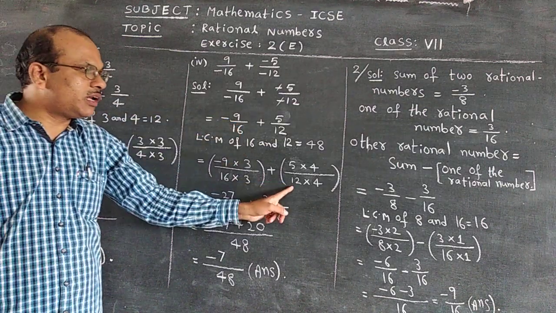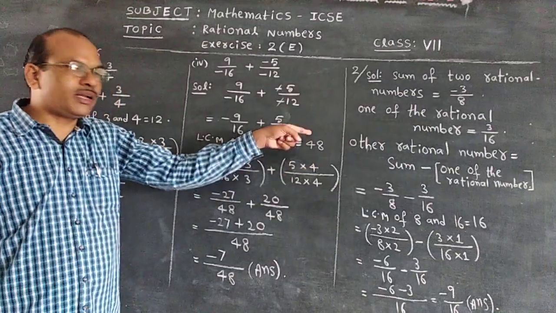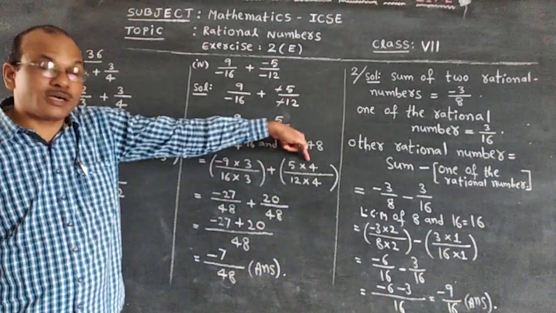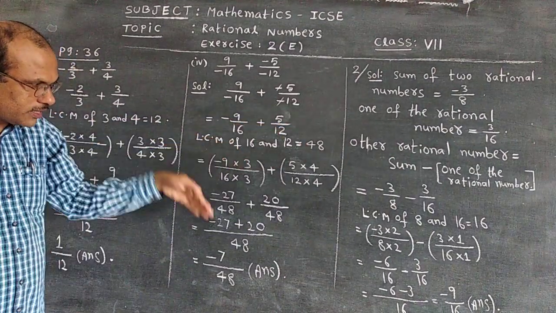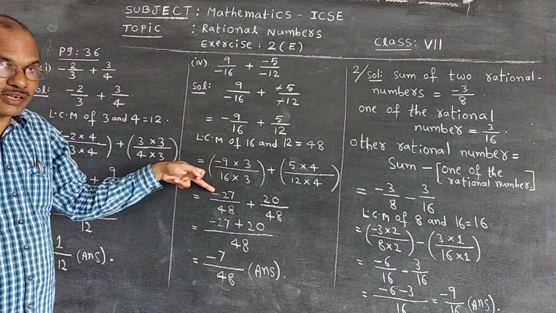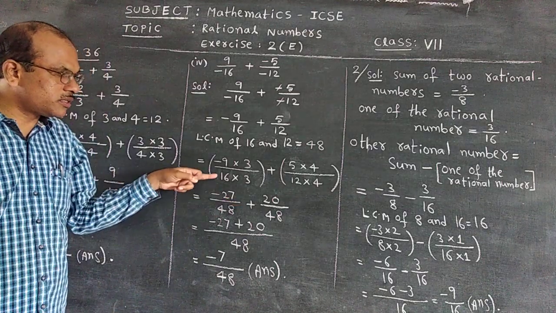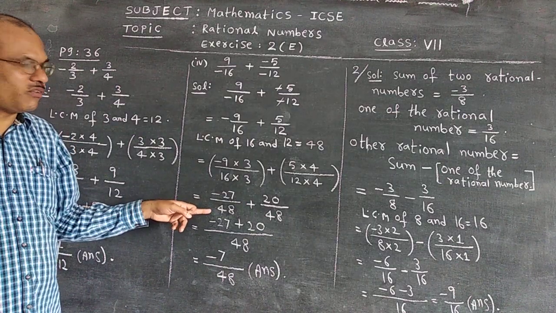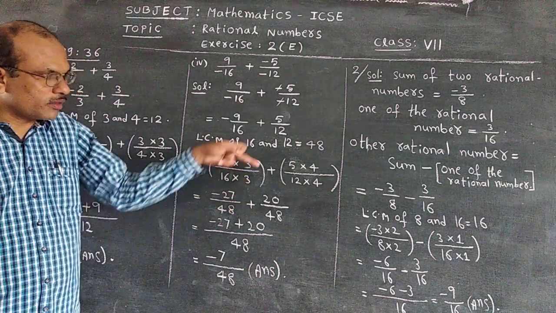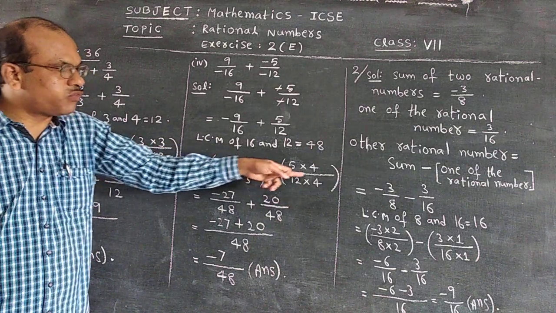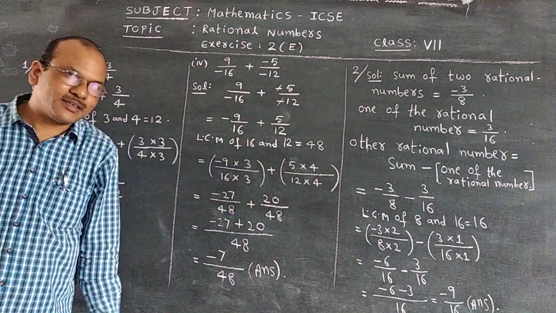Same way, 12 into 4 only, our LCM, that is 48. So here 4 is required, numerator also 4 only. Now what are the results? Minus 9 into 3, minus 27 by 16 3s are 48. Am I correct? Same way, plus symbol, 5 4s are 20 by 12 4s are 48.